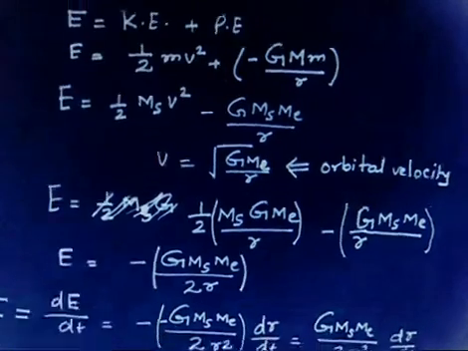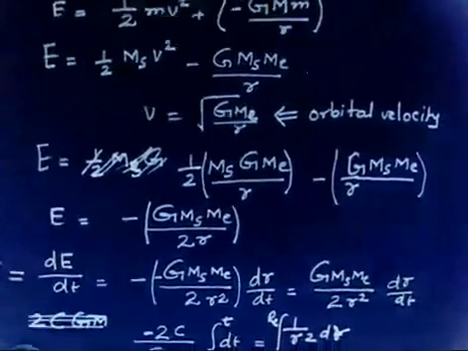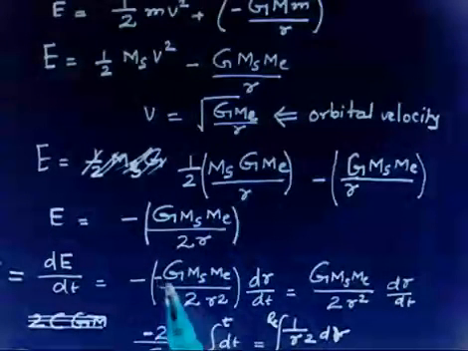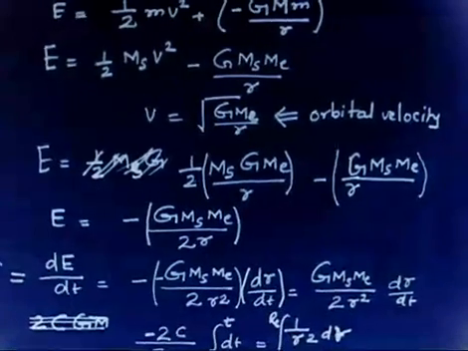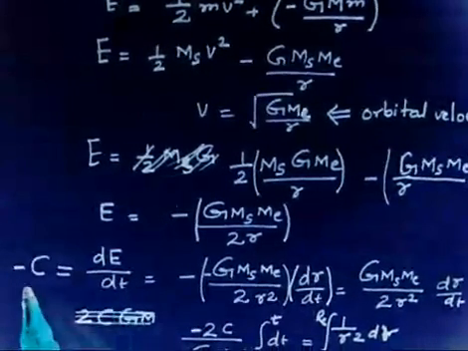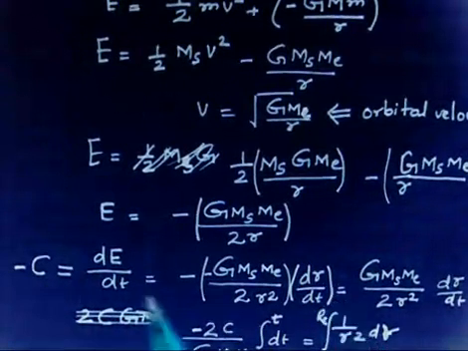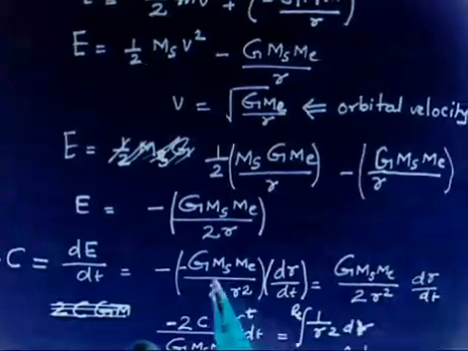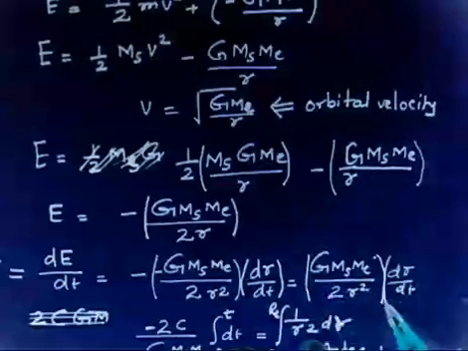Now things are easy. What we can do is differentiate this equation, dE by dt. This is constant, and the differentiation of 1 by r is minus 1 by r square, so there is a minus sign. And now I have to differentiate r also, so dr by dt. Now see, this is given to you: the rate of loss of energy is minus c. If I put this as minus c, the minus minus cancels out, so I can write GMsMe by 2r square into dr by dt.